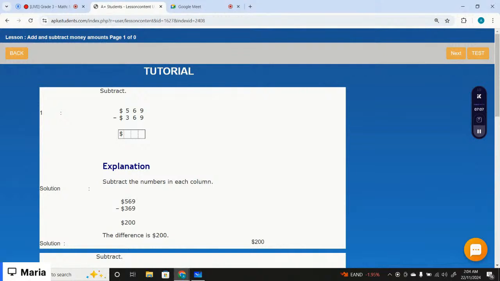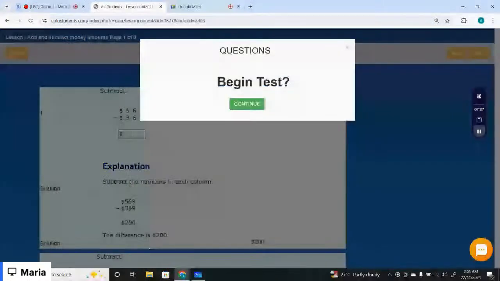You have to subtract 569 minus 369, right? So you have to subtract exactly the same way you subtract the numbers. 9 take away 9, 0. 6 take away 6 is 0 and 5 take away 3 is 2. So the difference is $200. Let's just start with the test questions.